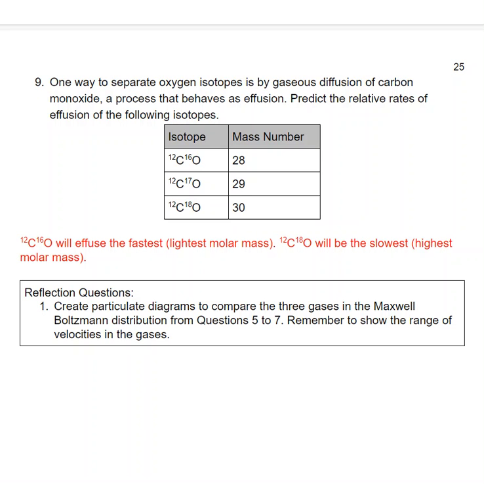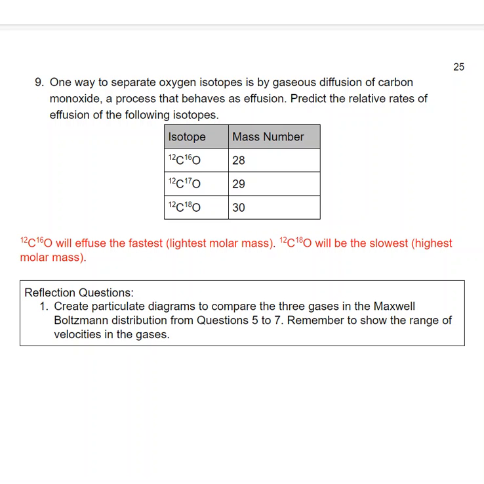We can also apply this phenomenon to separate particles by different masses. For example, if we look at carbon monoxide, these particles are going to effuse based on their mass. The lightest molar mass is going to effuse the fastest because it has the highest velocity, and the highest molar mass will effuse the slowest.